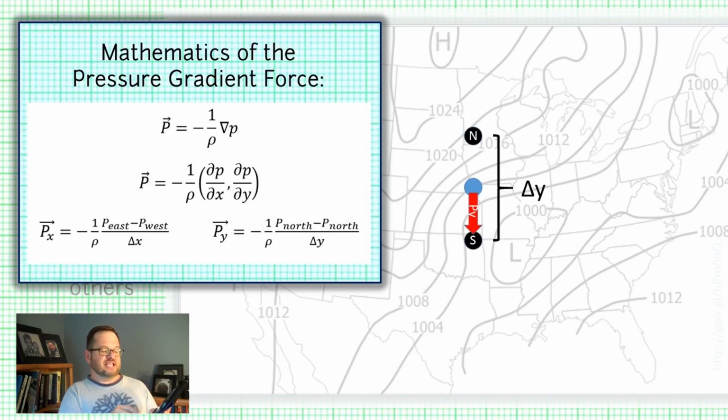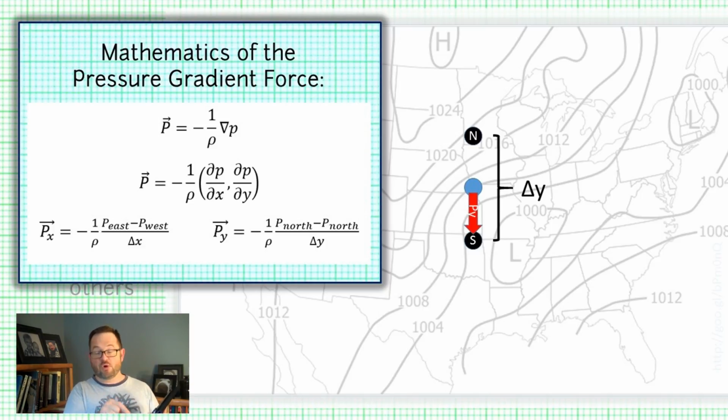In the same way, we could do the same thing in the y direction. If I wanted to know the pressure gradient force in the north-south direction, here's my point in southeast Nebraska. If I knew the pressure at some point to the north, P north, and the pressure just to my south, P south, I could take the difference, P north minus P south, and divide by the distance between them, delta y. And we would get the pressure gradient force in the y direction.